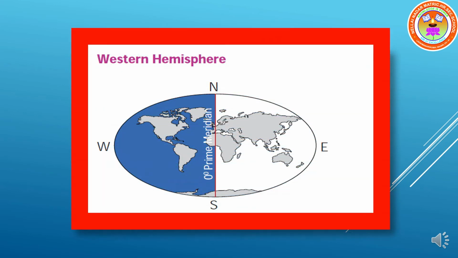Next, this is the image of Western Hemisphere. Western Hemisphere is located on the left side of the globe, that is the shaded blue color part of the earth is called Western Hemisphere. Okay children, the part of the earth from 0 degree line of longitude to 180 degree west line of longitude is called as Western Hemisphere. Okay.